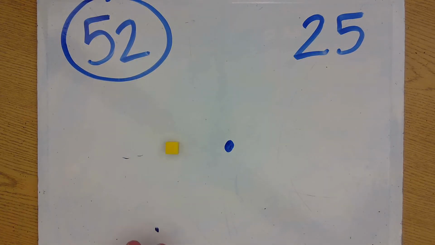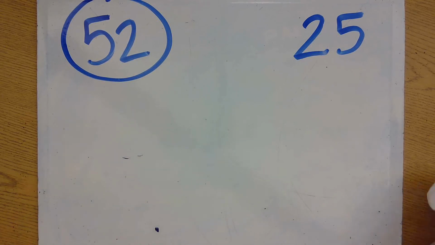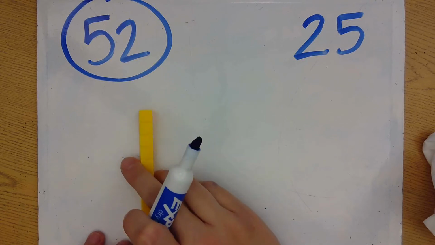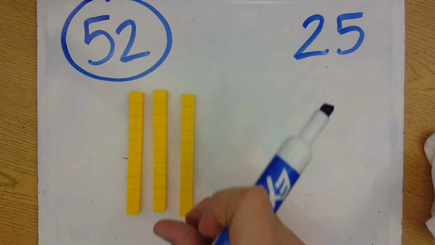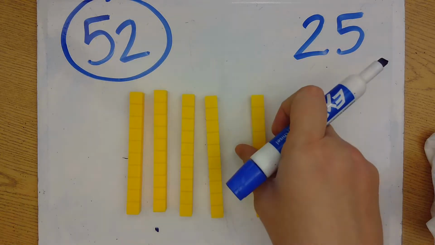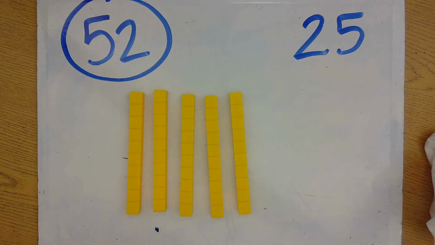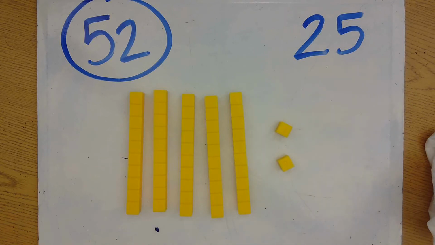So now that you know what base 10 blocks are and you know what they represent, we're going to go ahead and show 52. I'm going to start with the 10s. 10, 20, 30, 40, 50, and then 2 cubes makes 52.